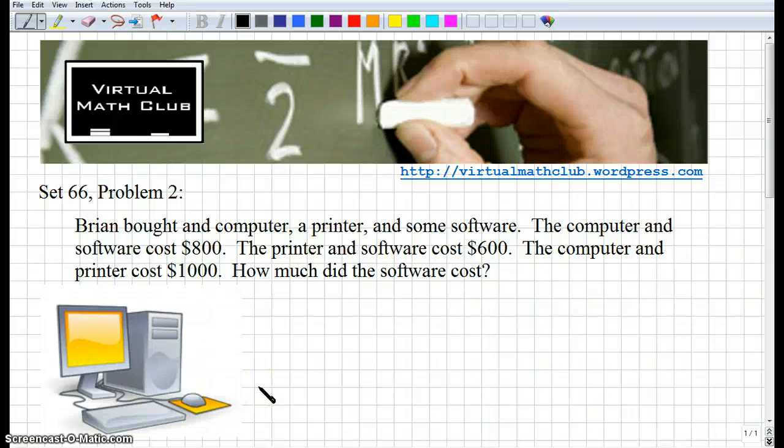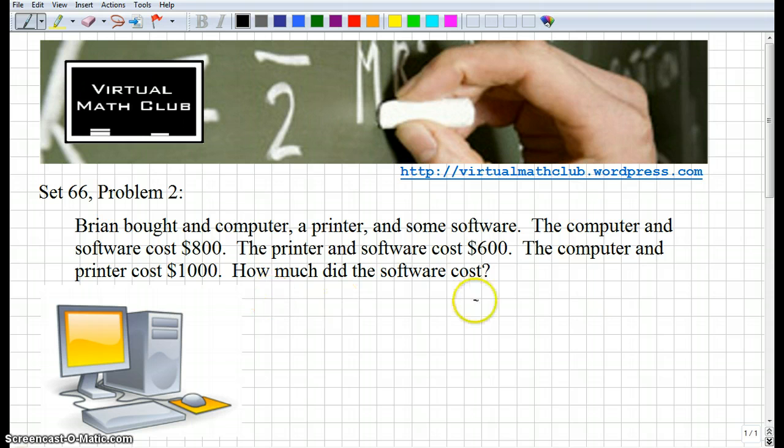Brian bought a computer, a printer, and some software. The computer and software cost $800. The printer and software cost $600, and the computer and printer cost $1,000. How much did the software cost?